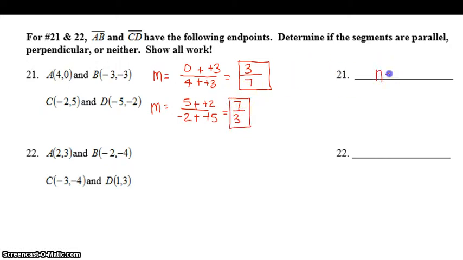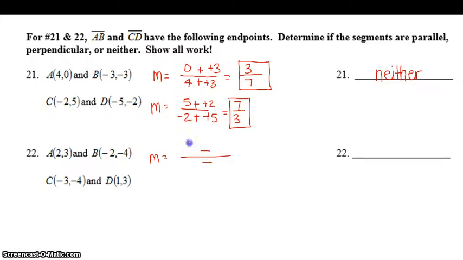This would be a neither. They're reciprocals of each other, but they're not opposite reciprocals of each other to be able to be perpendicular. The signs are the same. Opposite means they have different signs, one plus, one minus. Okay, 22, find the slope of AB.